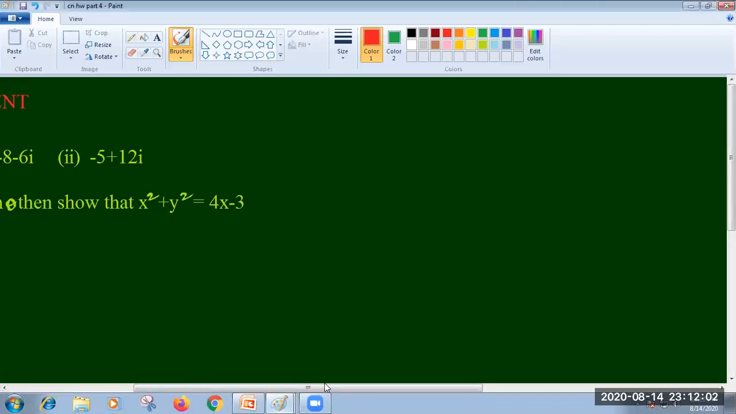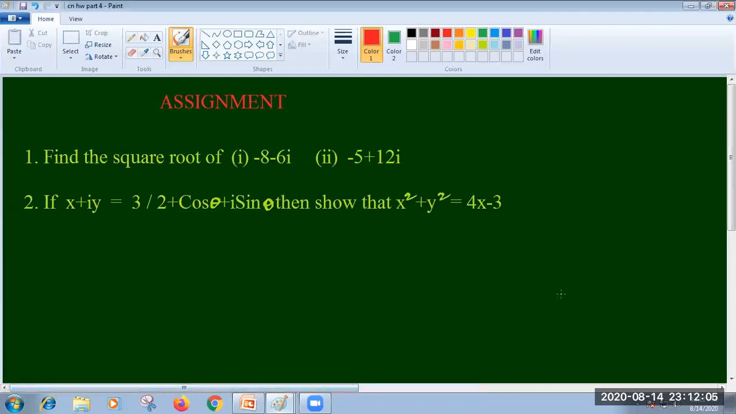Now you can take down this assignment. Find the square root of first bit minus 8 minus 6i and second bit minus 5 plus 12i. Very important concept in this chapter, square root. You practice more number of problems so that it will be easy for you. Please practice these without fail.